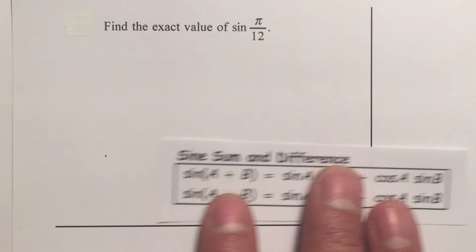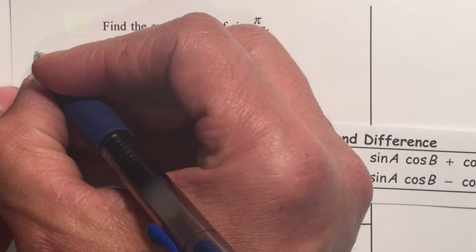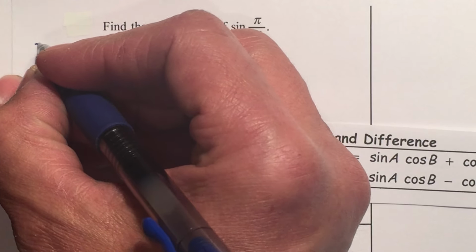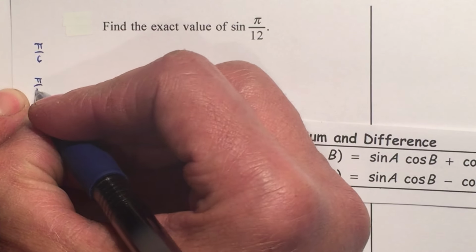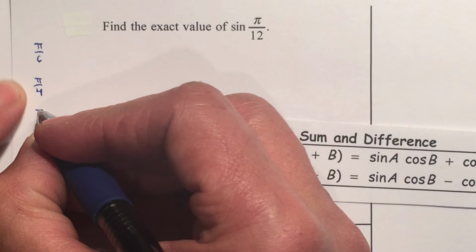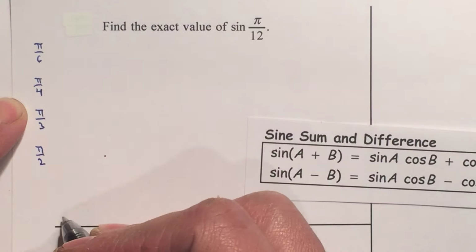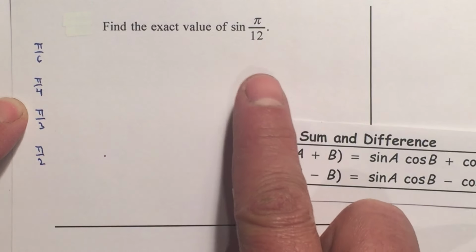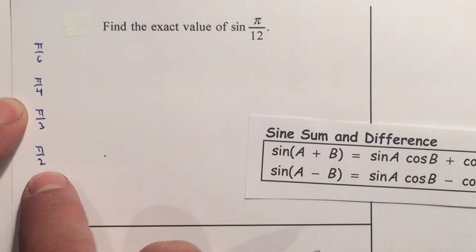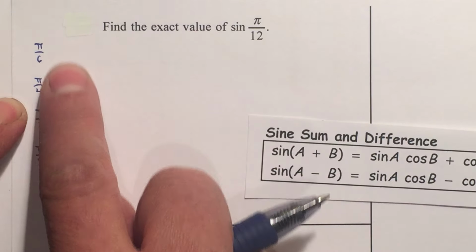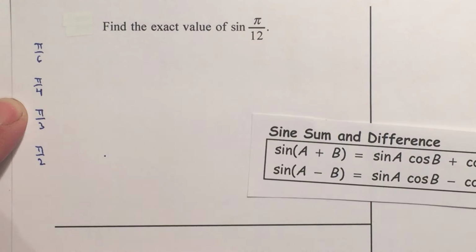But for the exact values, the angles that we know the exact value for sine are the sine of 30 degrees, which is pi over 6, 45, which is pi over 4, 60, which is pi over 3, and 90, which is pi over 2. But in this case, we are working with 12, so I need to change the denominators to 12 so I can find out which angles I need to use that added or subtracted gives me pi over 12.